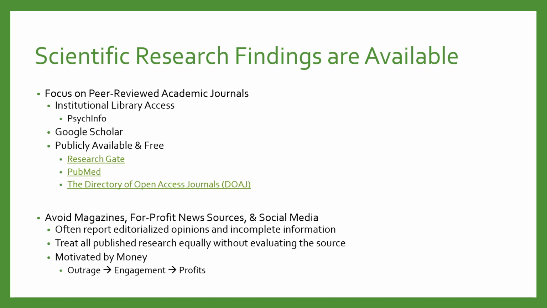There are also some resources that have journal articles that are publicly available and free, like ResearchGate, PubMed, and the Directory of Open Access Journals. If you're doing a Google search and you're not logged into your institution, you may find journal articles that ask you to pay money to access them. That is a barrier to entry for a lot of people, and again, that is why some people go to magazines and for-profit news sources and social media to get their information. But if you're in college, you're lucky. You have access to all of these great academic, quality peer-reviewed journals for free.